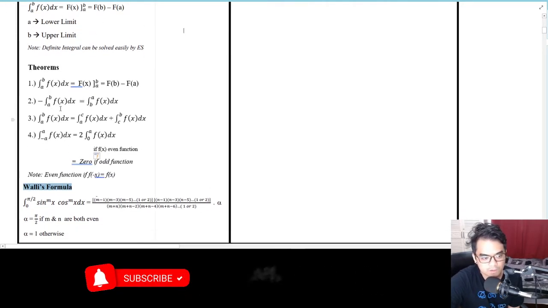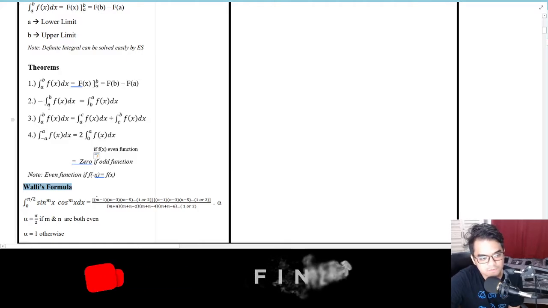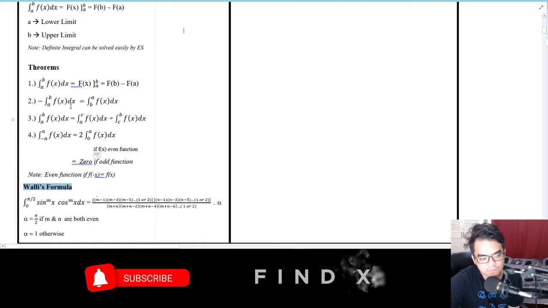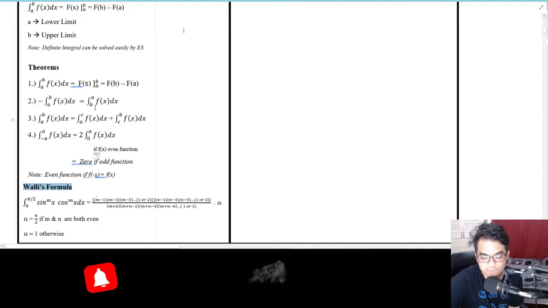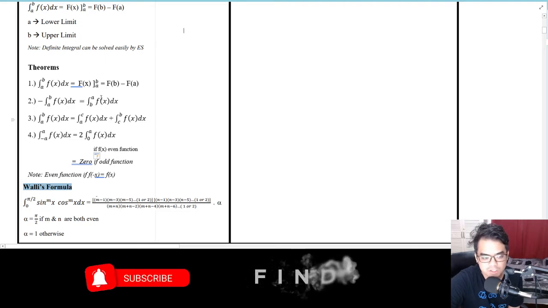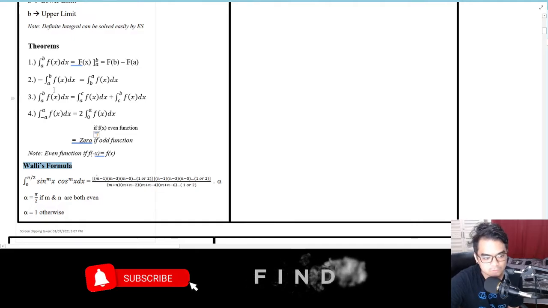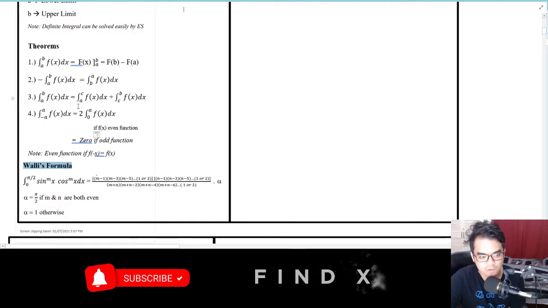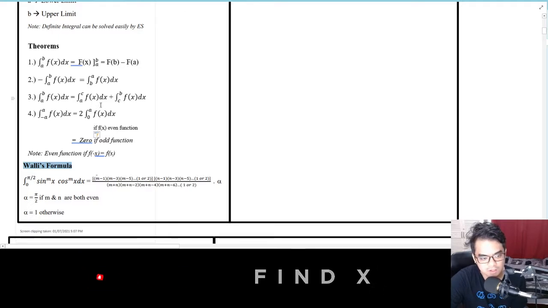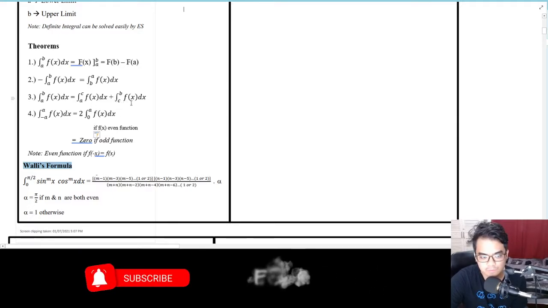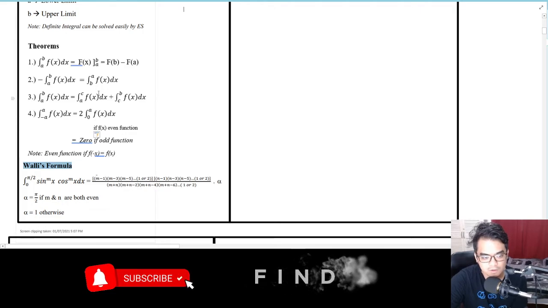For number 2, it is equal to negative integral of a to b f of x dx. It will be equal to integral of b to a. You can actually interchange the positions of the limits if you have a negative here, and then you can just remove the negative. Okay. And then for number 3, we have integral of a to b f of x dx equal to integral of a to c f of x dx plus integral of c to b f of x dx. So this is actually quite useful in some questions.